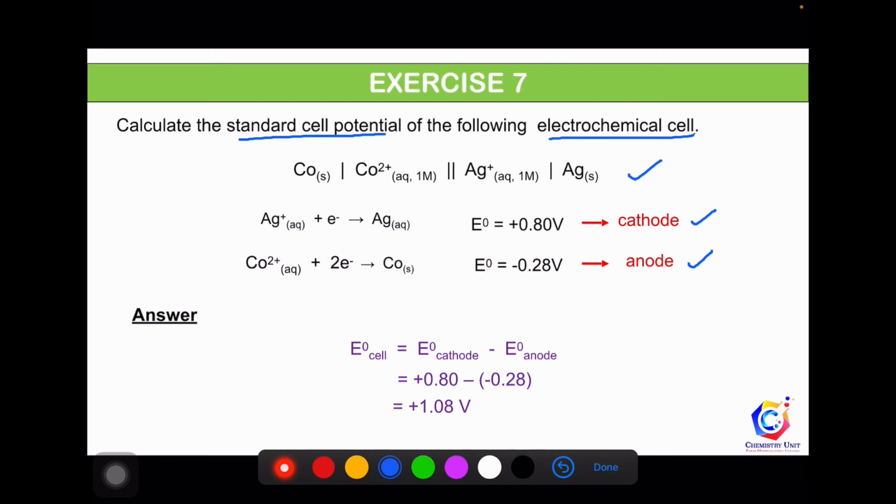In order to calculate E0 cell, we will be using the formula E0 cell equals E cathode minus E anode. From the cell notation, you are able to identify that cobalt converted into cobalt 2 plus is our anode and Ag plus converted into Ag would be our cathode. Plug in the corresponding values into your equation. Make sure to include a bracket sign to differentiate minus and the negative. Your final answer should include the positive sign as well as the unit. Now let's go on to the next question.